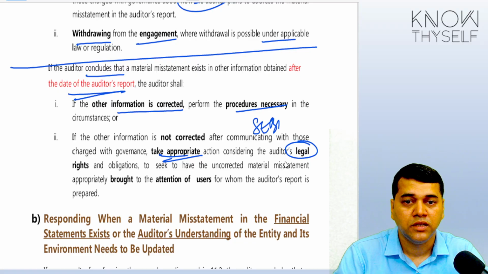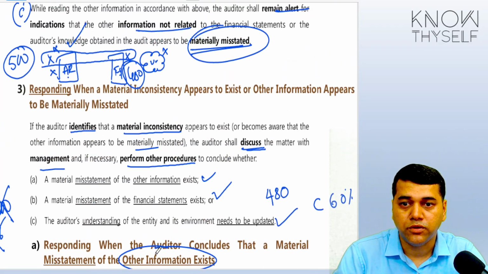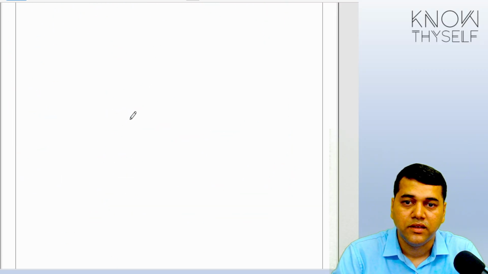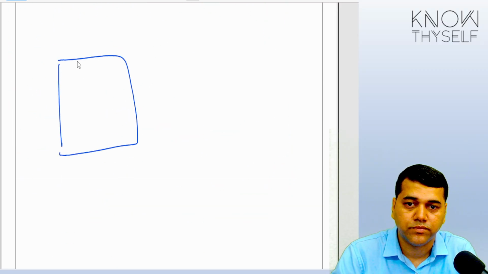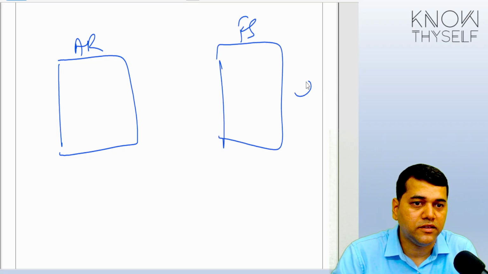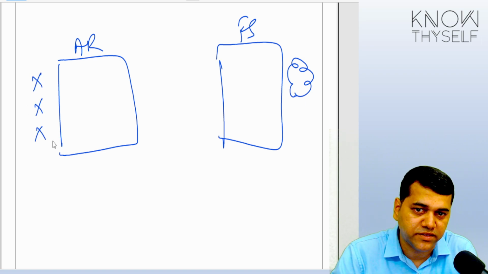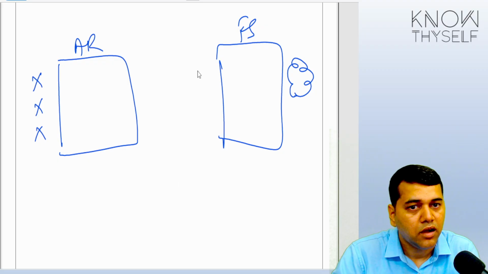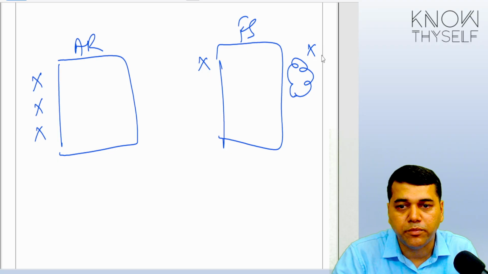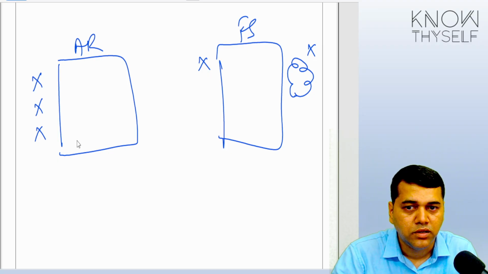Are you clear, students? In this scenario, I can show you something like this. This is my annual report. This is my financial statement. And this is my understanding. Now, in the annual report there can be mistakes, or in the financial statement there could have been a mistake, or in my understanding there could have been a mistake. Follow? Now, these two are inconsistencies.